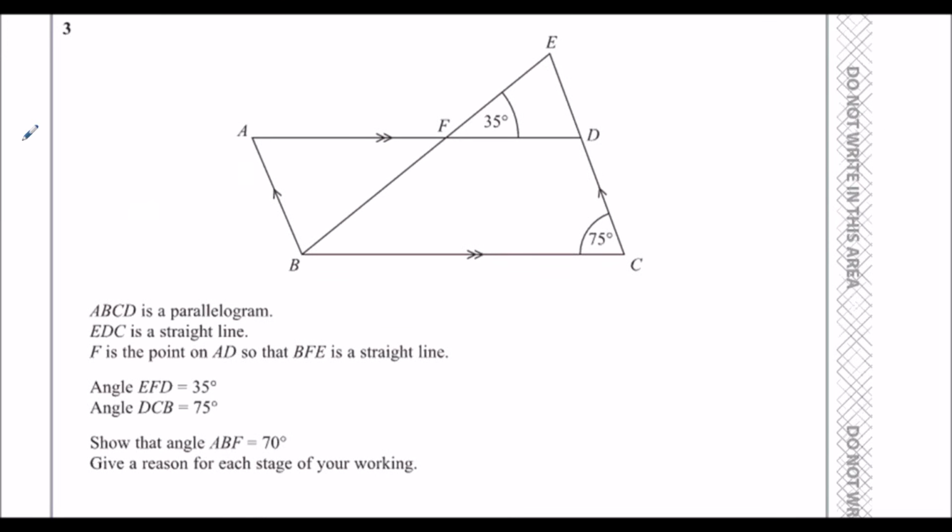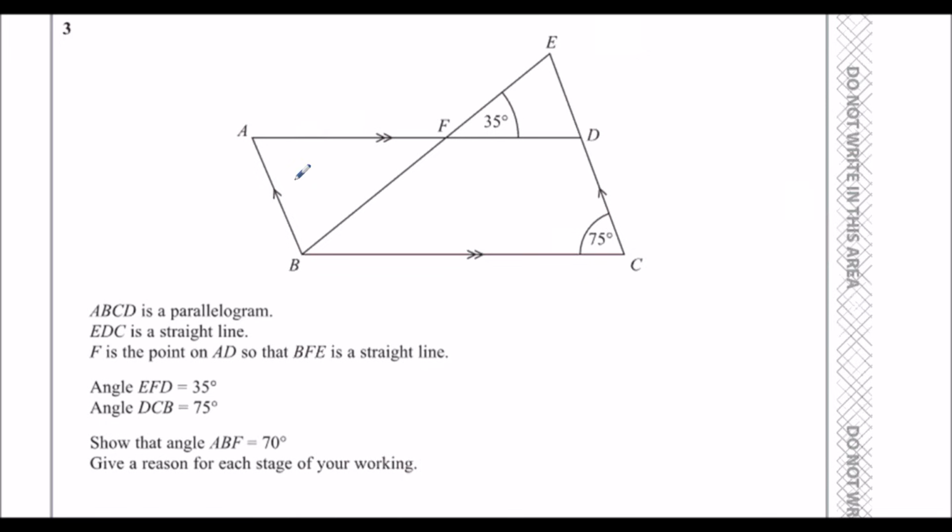Okay, question 3. So we've got a diagram here with all of the relevant information on it. It's also written in the text here. So ABCD is a parallelogram. EDC is a straight line. F is the point on AD such that BFE is a straight line. And angle EFD is 35 degrees. And angle DCB is 75 degrees. All of that information is already shown on the diagram.